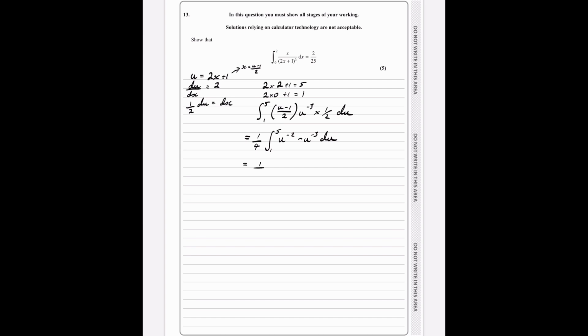So u times u to the minus 3 is u to the minus 2, and minus 1 times u to the minus 3 is u to the minus 3, and we can integrate one at a time, add 1 to the power, divide by the new power. We get u to the minus 1 over minus 1, and then subtract u to the minus 2 over minus 2 between 5 and 1. I'm going to tidy that up before substituting the numbers in. So u to the minus 1 over minus 1 is the same as minus 1 over u.